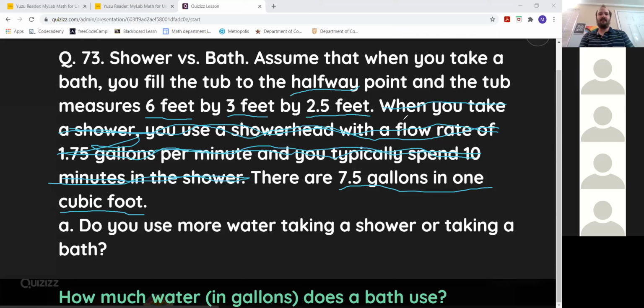So I'll give you a hint. I think the approach we want to take, and it's probably jumping out to some of you, maybe not, but this is 6 feet by 3 feet by 2.5 feet. I think we want to take the volume of the tub and probably halve it, and then probably use this thing to convert volume to gallons.